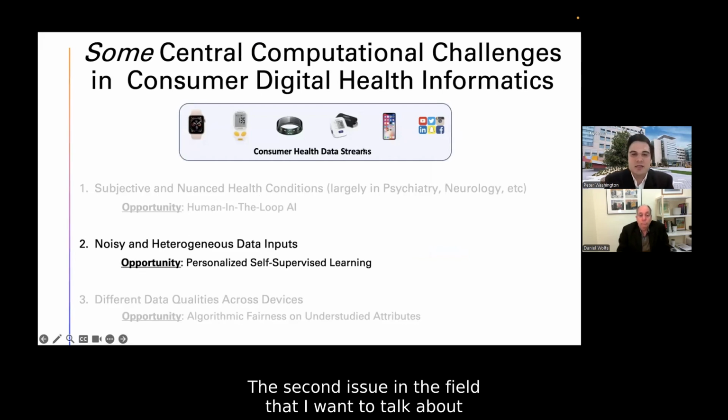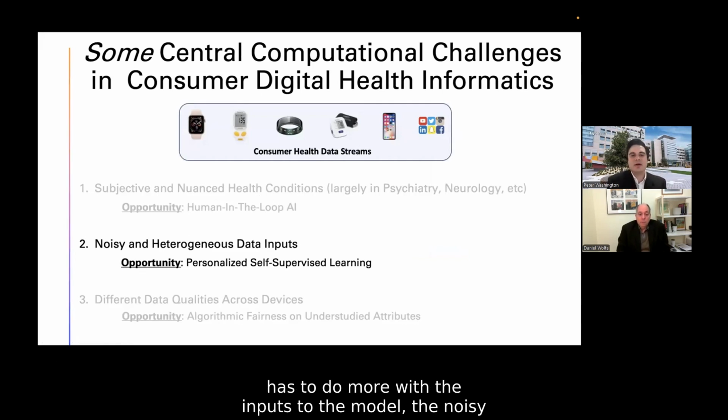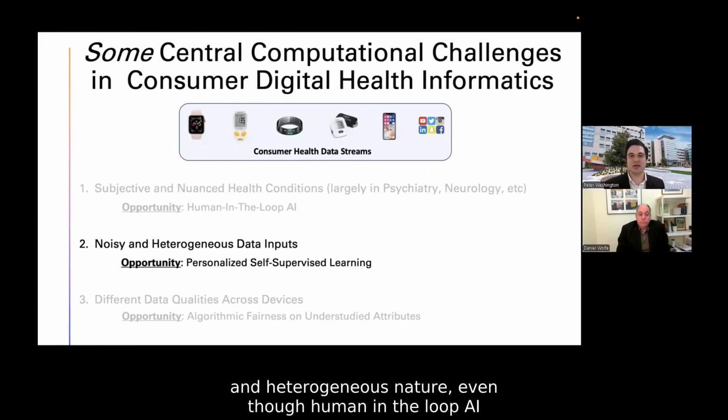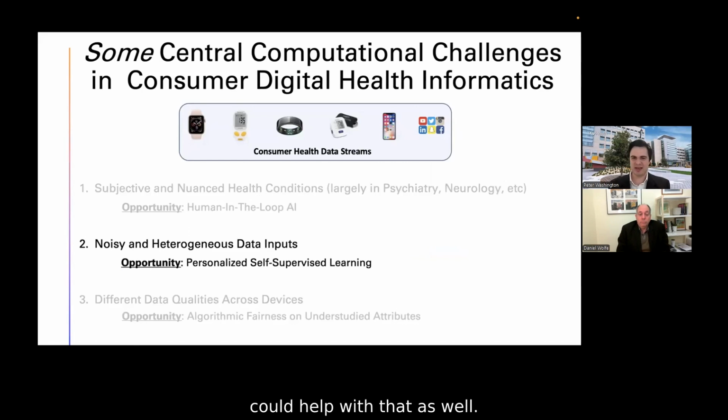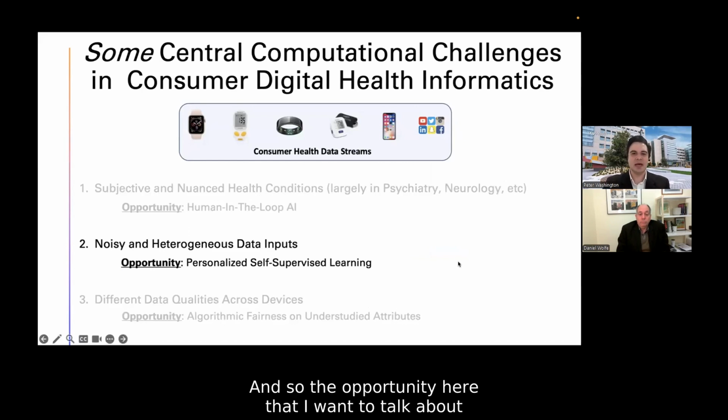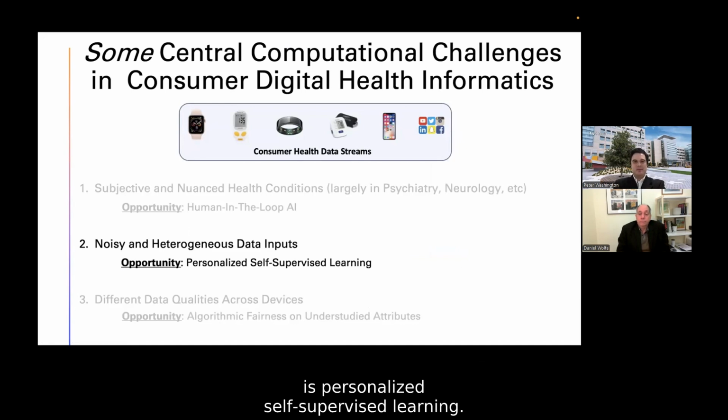The second issue in the field that I want to talk about has to do more with the inputs to the model, the noisy and heterogeneous nature, even though human in the loop AI could help with that as well. And so the opportunity here that I want to talk about is personalized self-supervised learning.